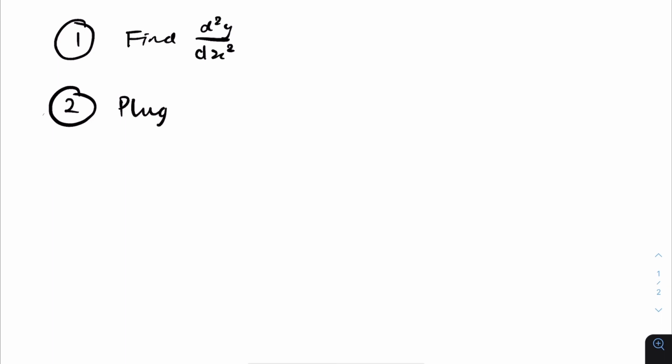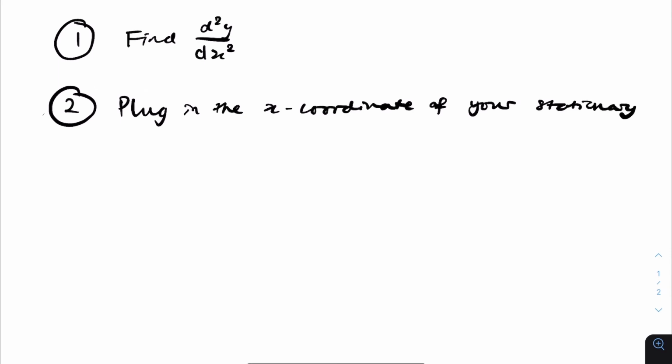And so to cap off this video, let's just look at the steps again to using the second derivative test. Number 1, find the second derivative. Then number 2, plug in the x coordinate of your identified stationary point. So all this is assuming that you've already found the stationary point, and you can find out how exactly you do that in the last video.